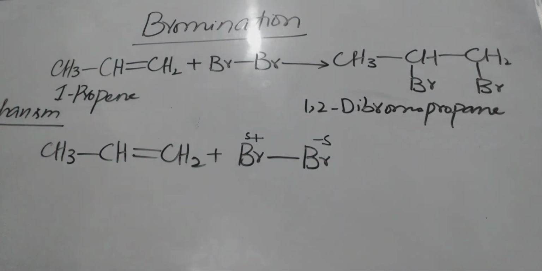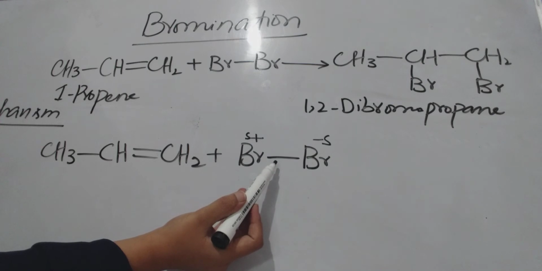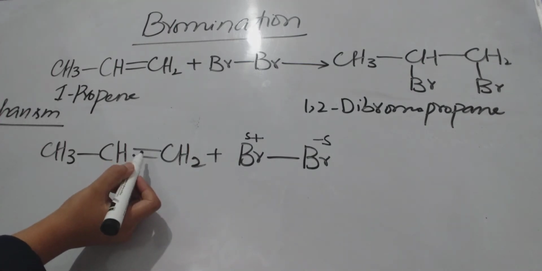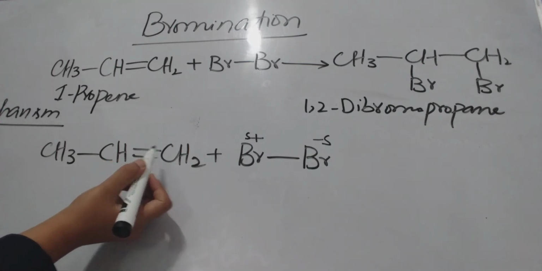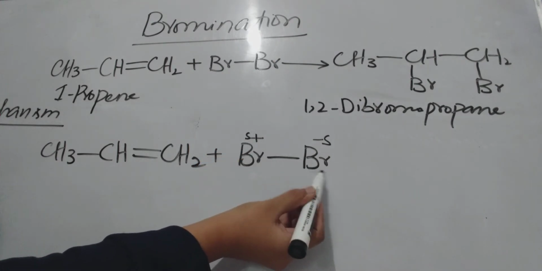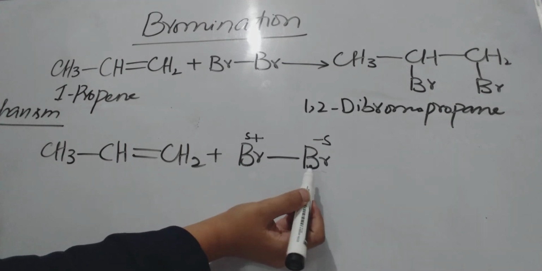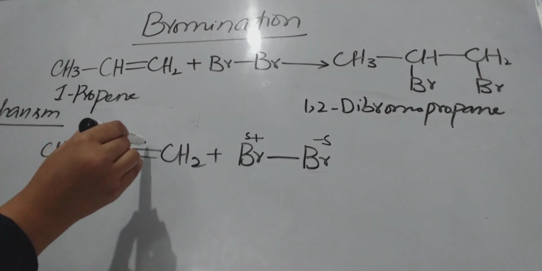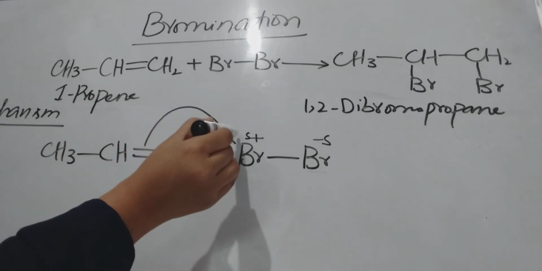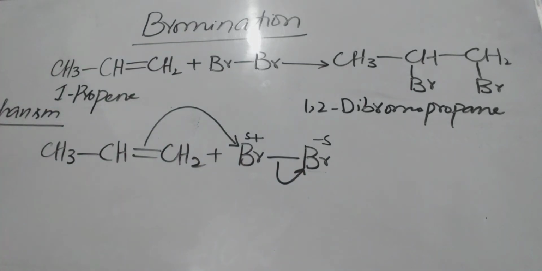There are electrons and there are also the bonding electrons. There will be a sort of repulsion among them, and because of repulsion the electron density will traverse towards this atom. So it will carry the positive charge and it will become partial negative. Now this double bond will attack over this particular bromine and this electron pair will shift over this bromine.